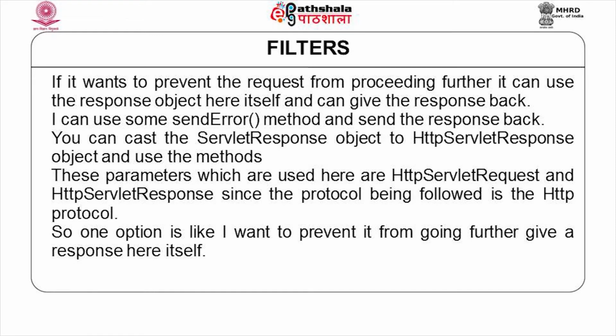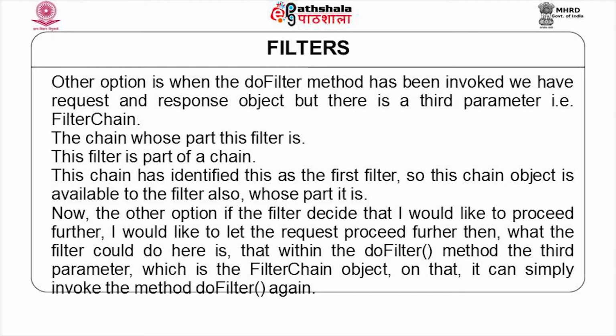The other option: what has been done? When the doFilter method was invoked, we have the request and response objects, but there is a third parameter. What is that? It is the filter chain. The chain of which this filter is a part. This filter is part of a chain. So, this chain has identified this as the first filter. So, this chain object is available to the filter also, whose part it is.